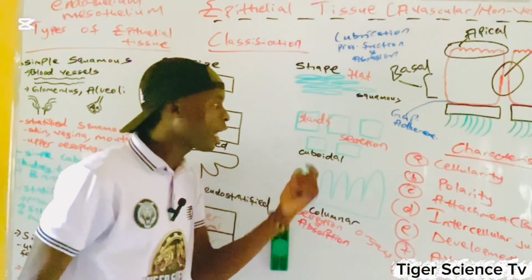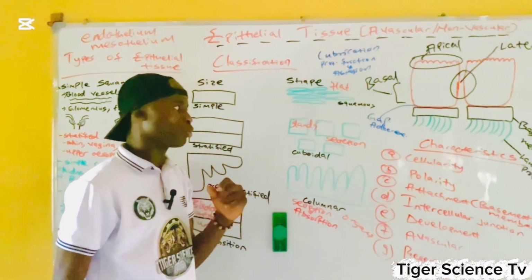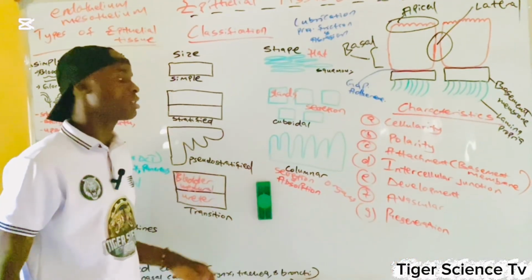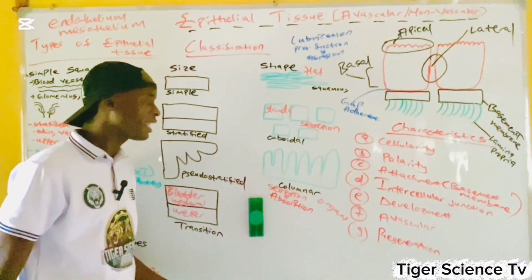Now, what of cuboidal? Cuboidal cells are cube in shape. That is one thing you must know. They are found in glands and they are responsible for secretion. You find them in glands more. You find them in the liver and breast, as well as in the pancreas.